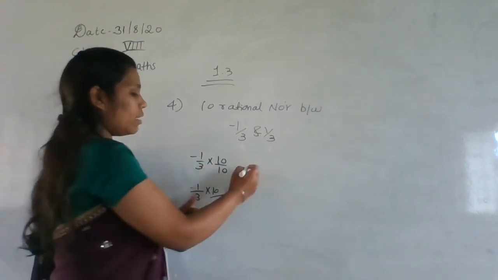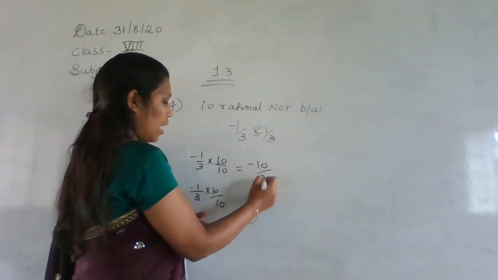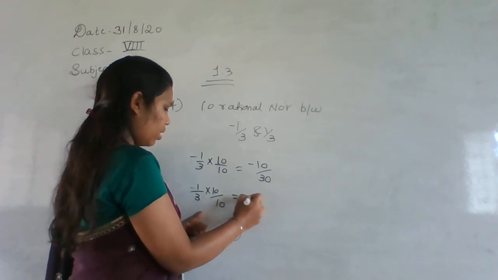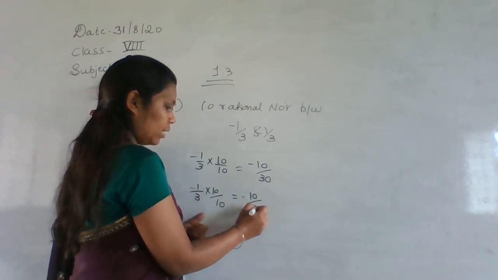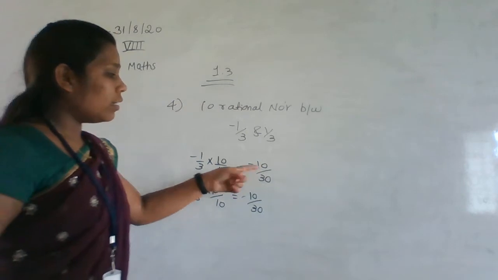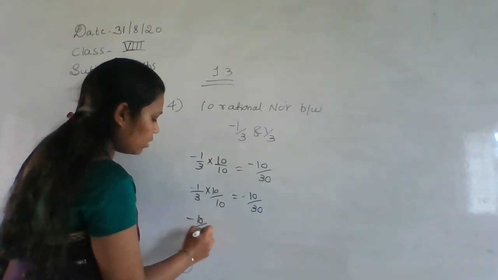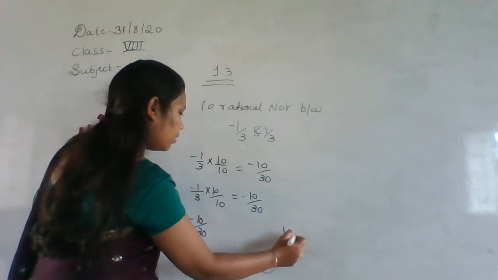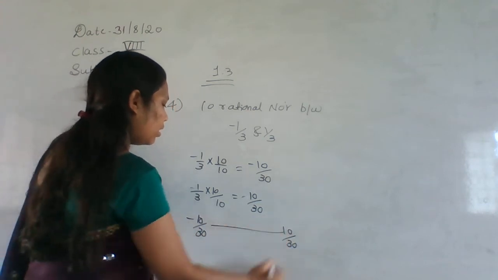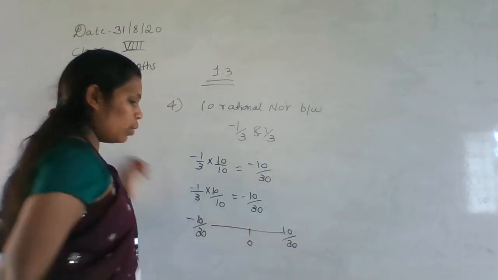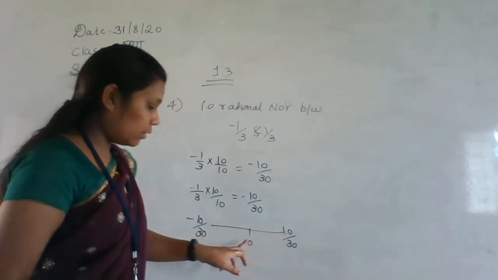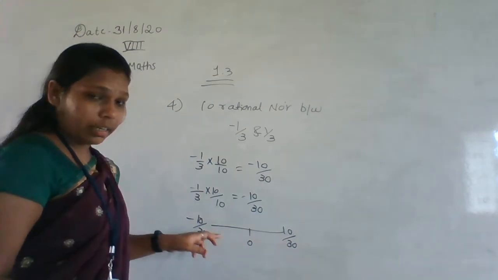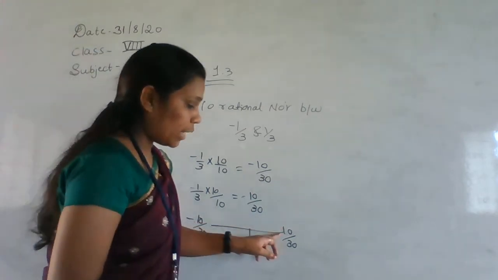So here minus 10 by 30 and here 10 by 30. Right? In the middle is 0. Here 0 to 10 numbers are there. Here 0 to minus 10 is there. So in between minus 10 to 10.